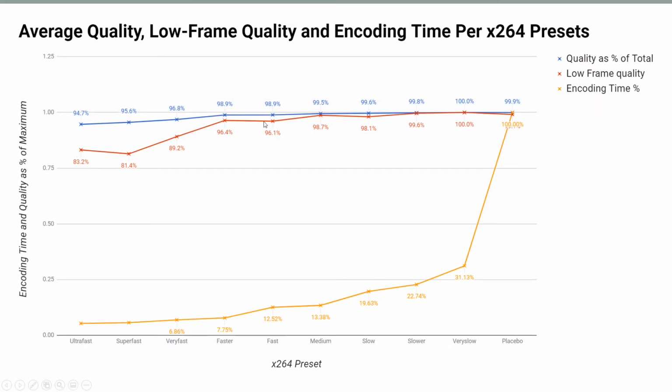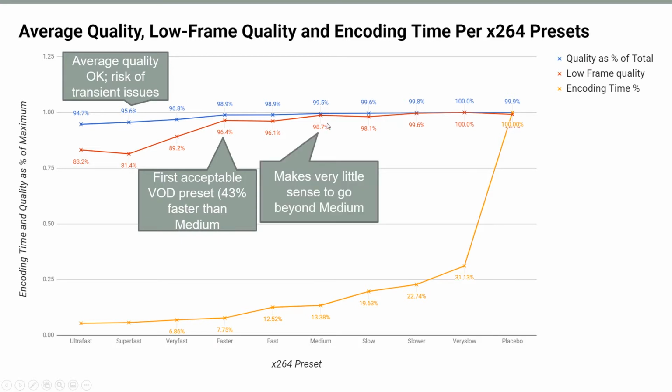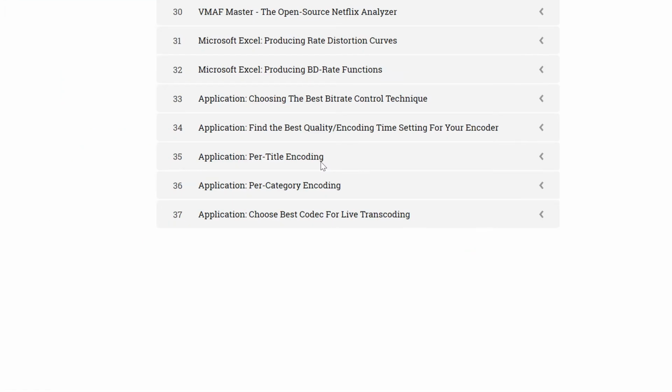Here we look at the X.264 presets, but really you should apply this to any codec or any encoder that you use that has an encoding time quality trade-off, and they all do. So if you're starting work with HEVC or with AV1, you want to start here, figure out what the best preset is, and then move on from there. The next 2 deal with per title encoding and per category encoding.